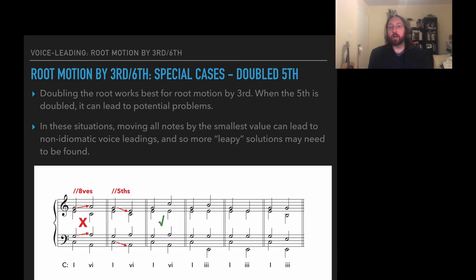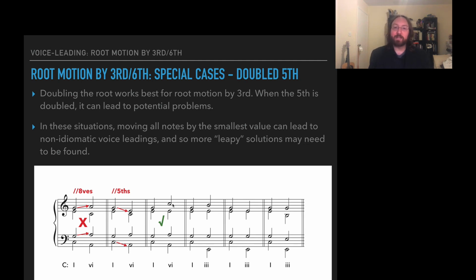It looks a little bit, as I say, more leapy, more disjunct, but this actually will be just fine. We have no parallel issues in this case. And the leap up to a C forms an imperfect consonance with the bass. It will sound nice and rich, and there's no fear of any sort of parallelisms happening there.